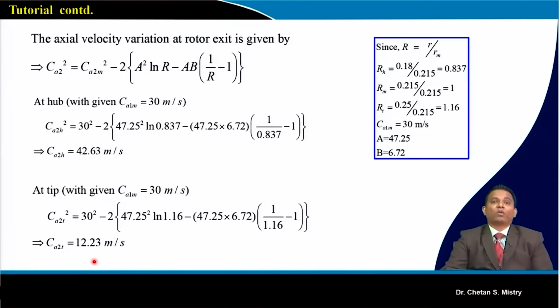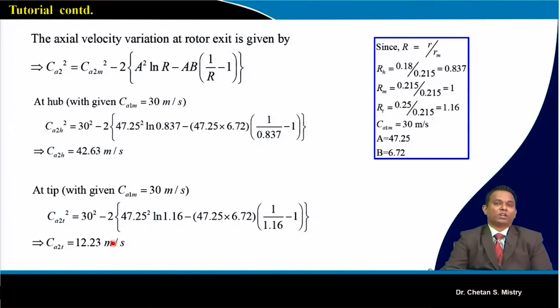Similarly, we can do our calculation at the exit. If we put our exit at the mid station, we have our axial velocity as 30 meter per second, and this constant A and B we can put. That's what is giving me my axial velocity at the exit near the hub as 42.63. Just look at these numbers. This shows some great variation compared to our 30 meter per second at the mid station. In the same way, at the tip station we can calculate, and that comes to 12.23 meter per second.